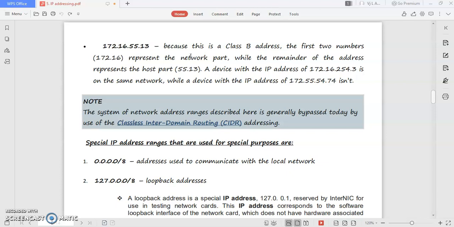A device with the IP address 172.16.254.3 is on the same network because this is Class B, so the first two numbers must be the same, which they are. But if you use 172.55, obviously it is a different network, so they cannot communicate with each other, so they are different networks unless you force them to be the same.